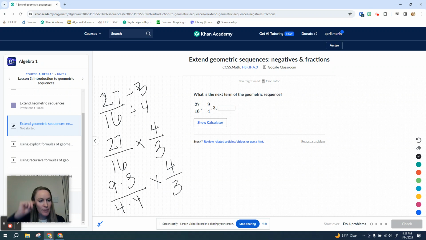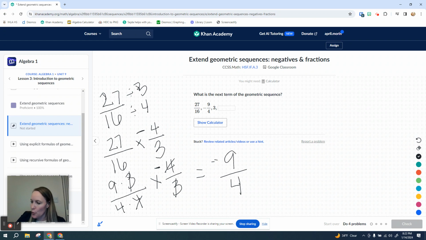Then if I multiply this huge thing by 4 thirds, remember in fractions, the top cancels from the bottom and the bottom cancels from the top. So I have a 4 here, a 4 here, a 3 here, and a 3 here. So this thing simplifies to 9/4. I need to definitely throw a negative in there too, right? Because I need a negative. Okay. So now I got what I needed.